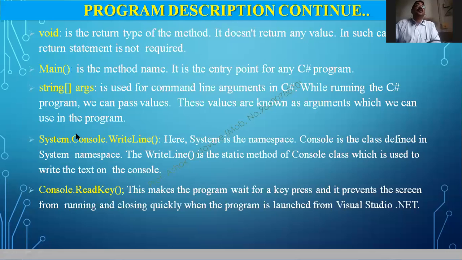See here, two words which are clubbed together with the dot. Console is a class defined in the System namespace, and WriteLine is the static method of the Console class, which is used to write the text on the console. Console in the sense of our monitor.